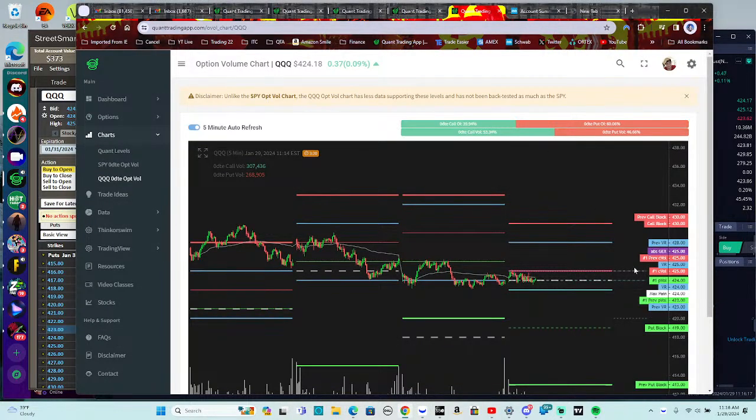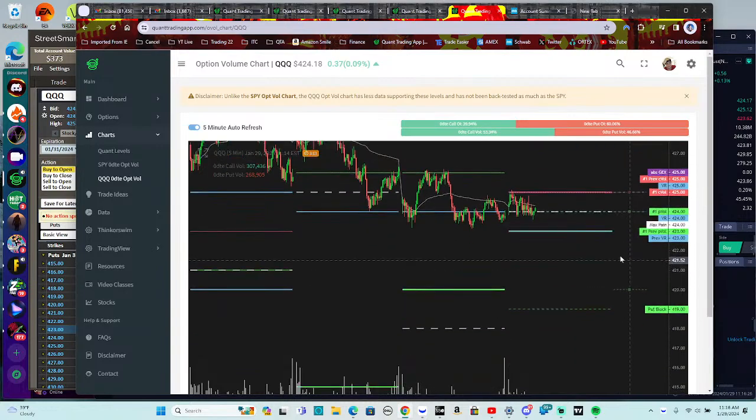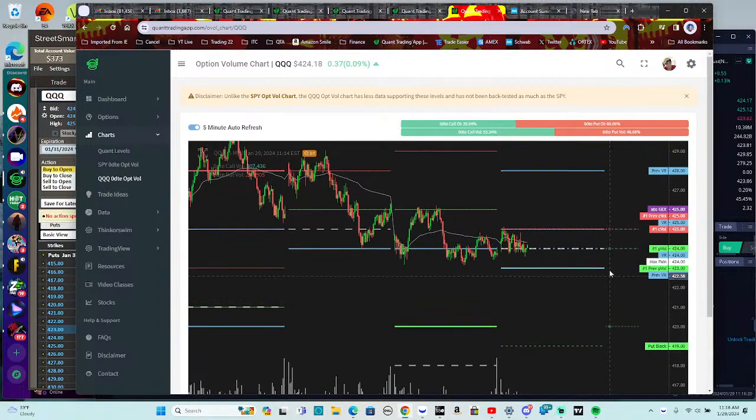If we take a look at the oval chart, it says this is Qs, right? Yeah, 423 is their next support, and there's nothing until the put block down at 419. So now 423, did I say 422? I meant 423. Sorry, 423 now is an area of interest for me. If that breaks, there's no quant levels, there's no data for any type of support.